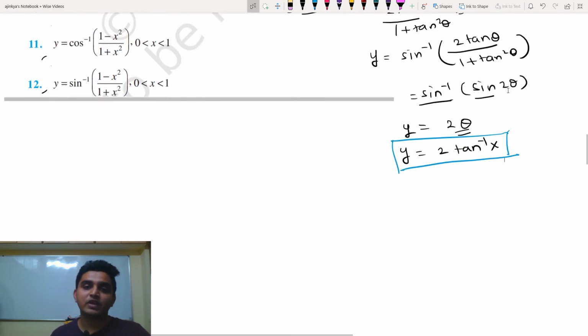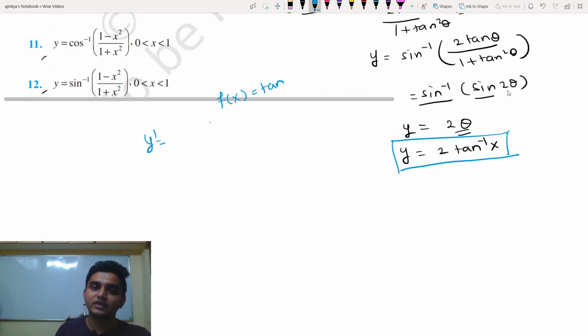And now you can easily say that y dash is equal to... we know that for the function f of x equals tan inverse of x, f dash of x is going to be 1 upon 1 plus x squared, isn't it? We have learned it in the video on inverse trigonometric functions. So your final answer for y dash is going to be 2 upon 1 plus x square.